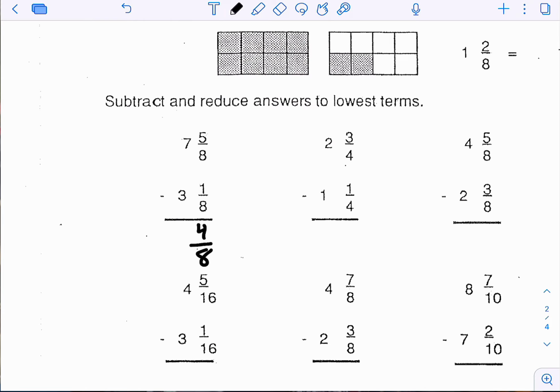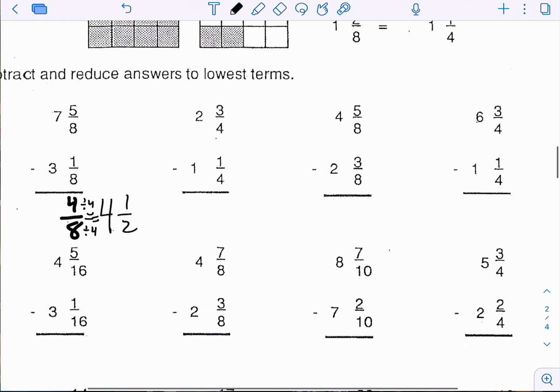4/8. Now, of course, I can reduce that. Divide each by 4, because that's the greatest common factor. It's going to give me 1/2. 7 subtract 3 is 4. So my answer is 4 and 1/2.